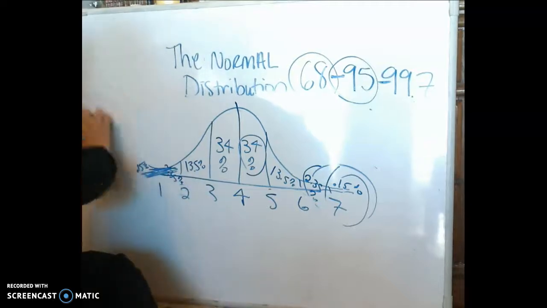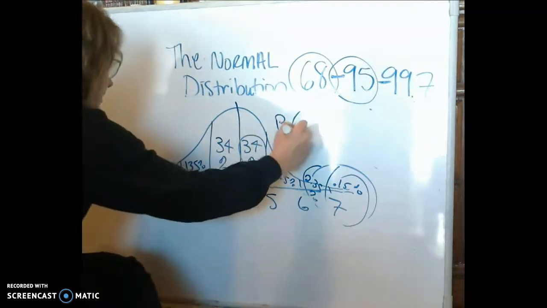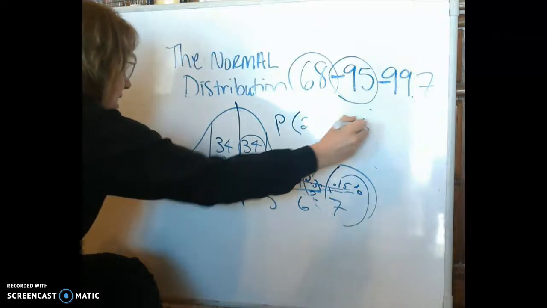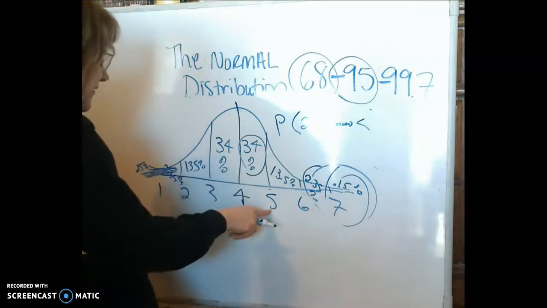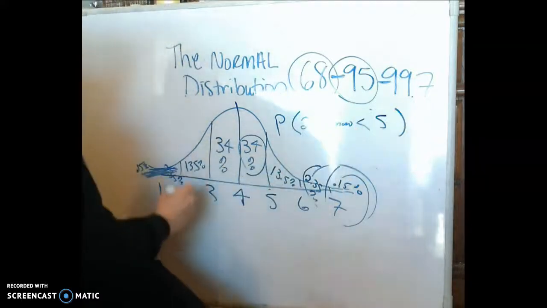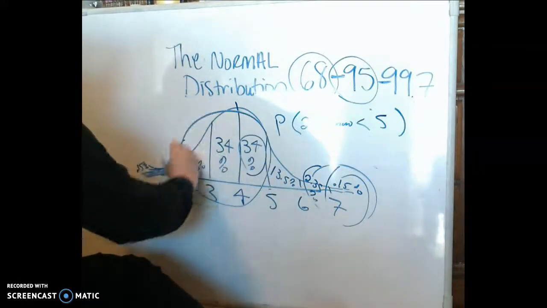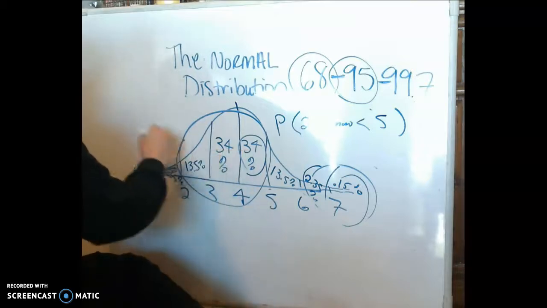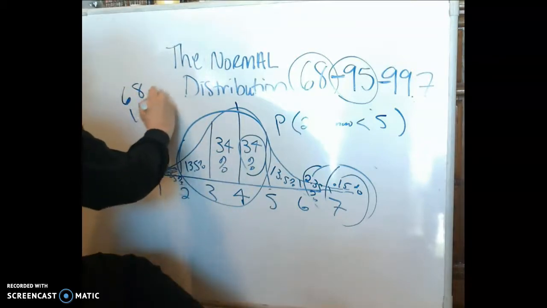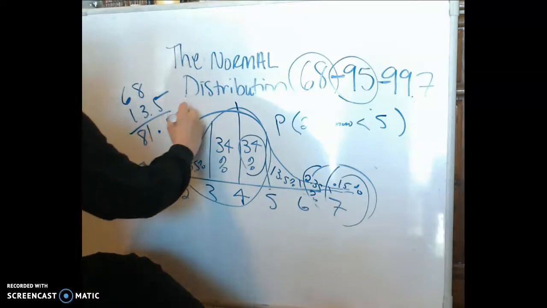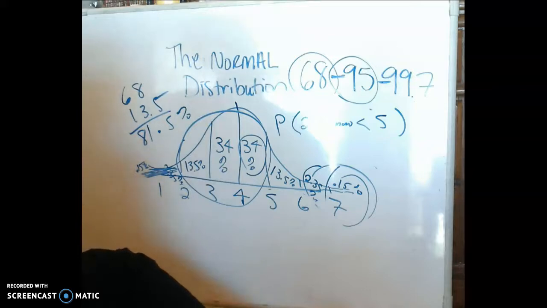I could say, okay, what's the probability that the state gets anywhere from 2 to 5 inches of snow? Well, then I would add up those probabilities. So from 5 to 2, I would add up my 68 and my 13.5, which is 81.5% probability that that's going to happen, which seems pretty high.